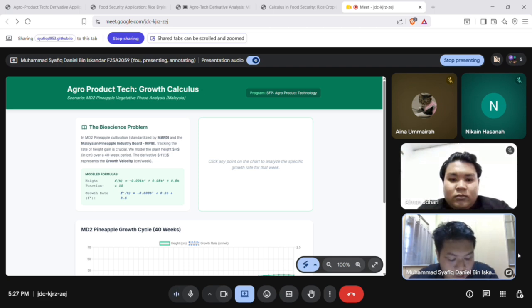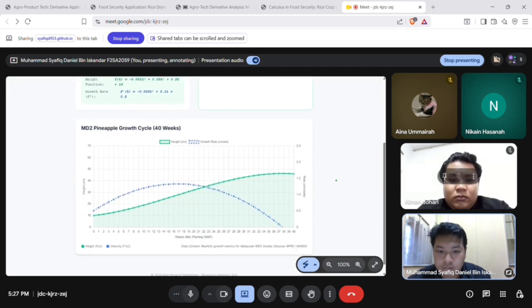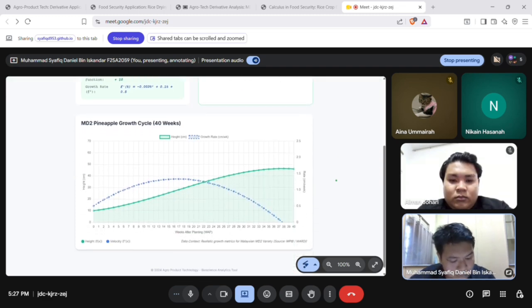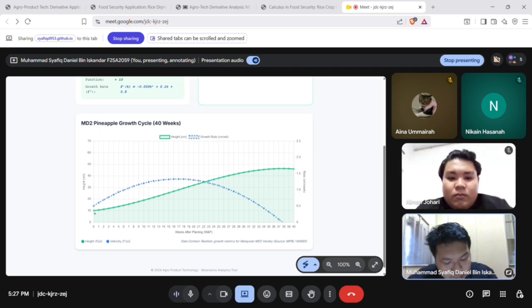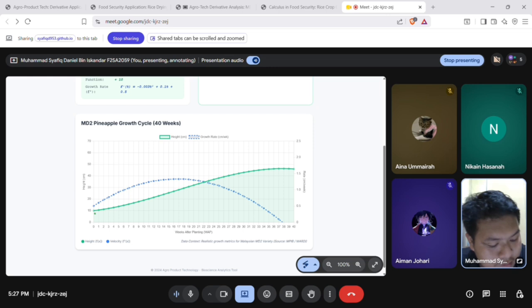Now let's look at the graph. At week 0, the starting height is 10 cm, which is the intercept. The starting growth speed is 0.5 per week.